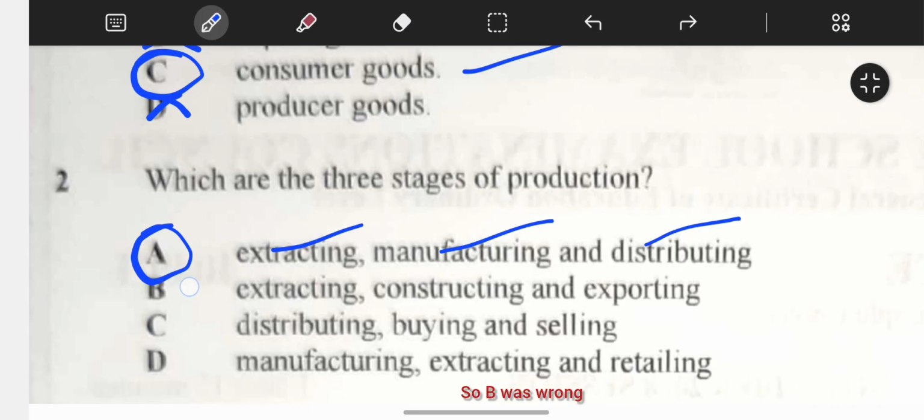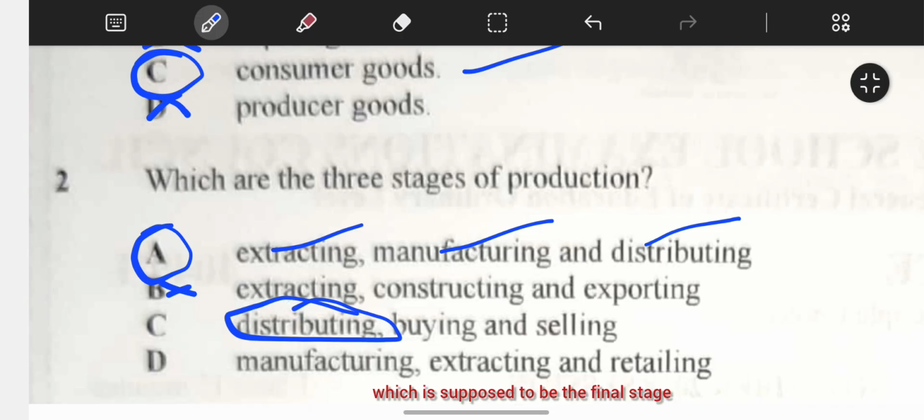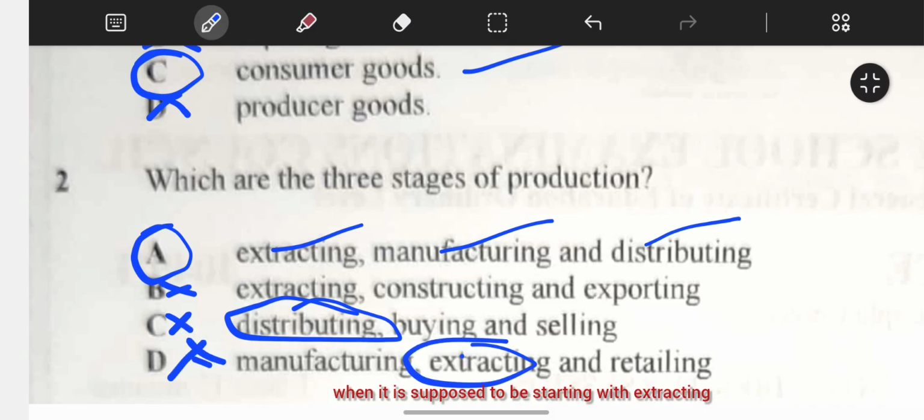So B was wrong. Why? Because it started with extracting, then it goes with constructing, then it goes with exporting. C was also wrong because it starts with distribution, which is supposed to be the final stage. Then D was wrong as well because it starts with manufacturing when it is supposed to start with extracting. So B, C, and D were wrong. So the correct answer was A.